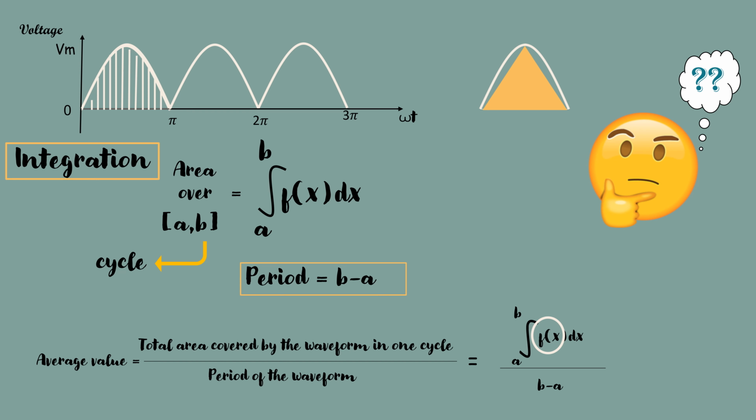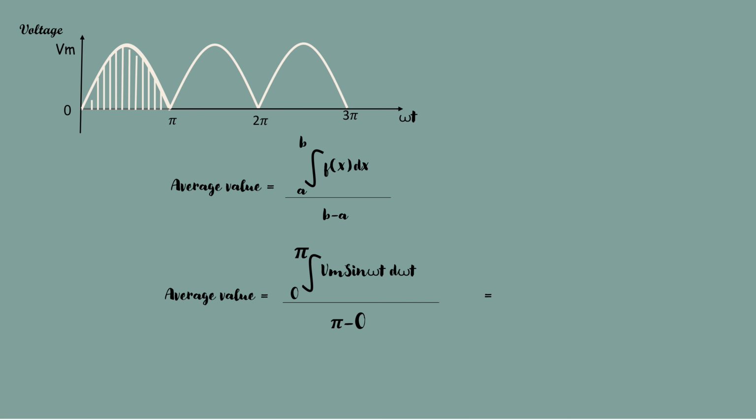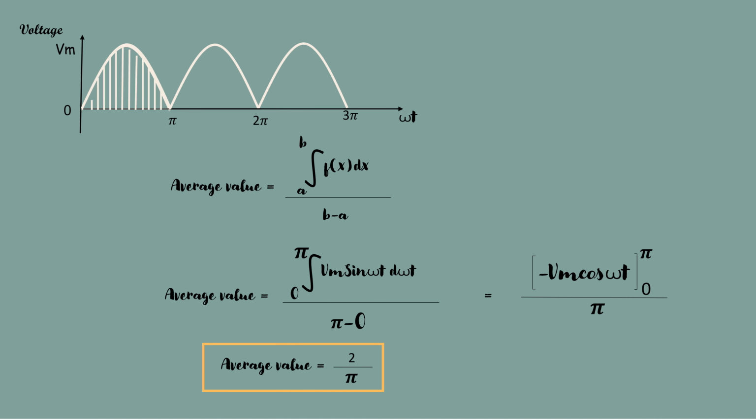To know more about the f of x of any waveform, check out my video on mathematical functions of different waveforms. I'll post the link to the video in the description box below. In this case, f of omega t is Vm sin omega t for the interval 0 to pi. Applying this in our formula and integrating it will give us the average value as 2 by pi.